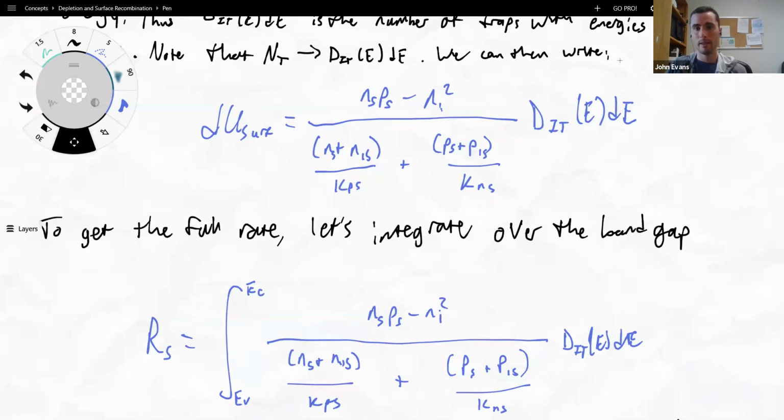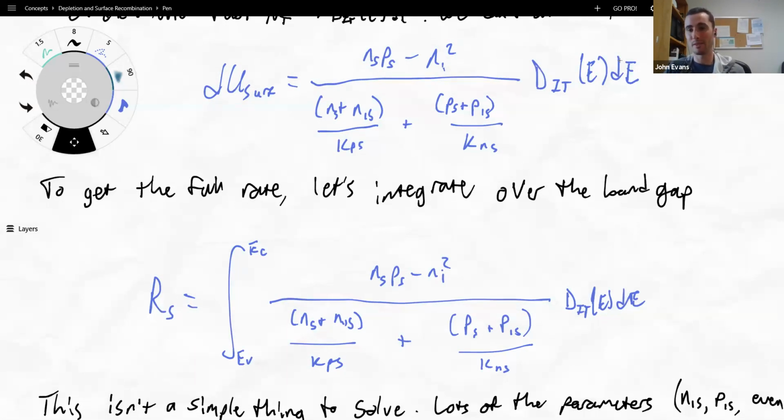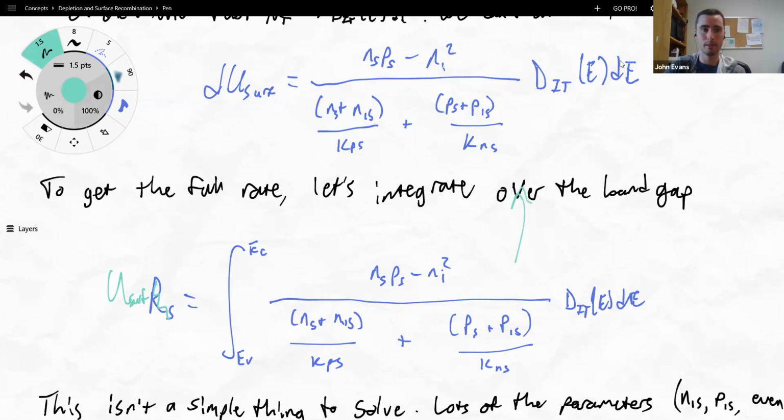All right, so let's integrate. Let's actually do that integration. We're going to integrate over the band gap. So we have not R, U surf is going to be equal to the integral from the valence band to the conduction band, integrating over EG of that expression from above here.